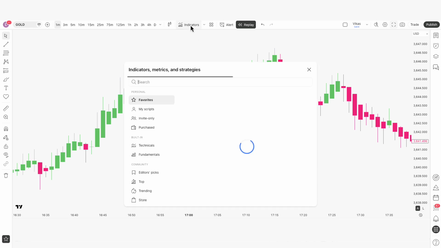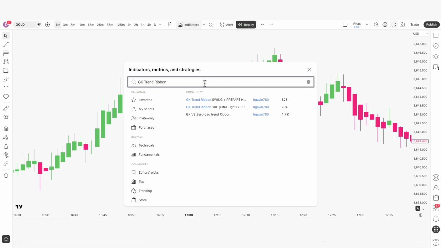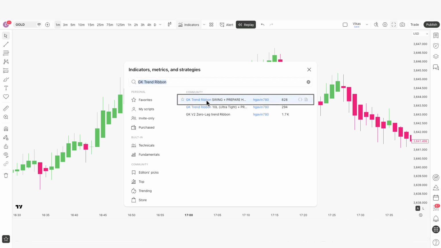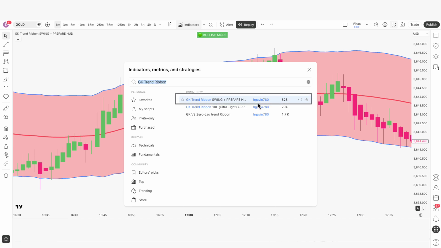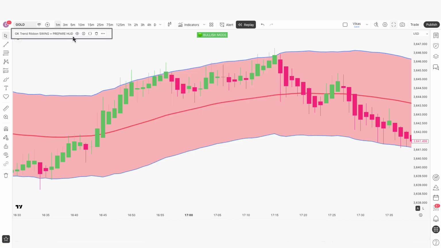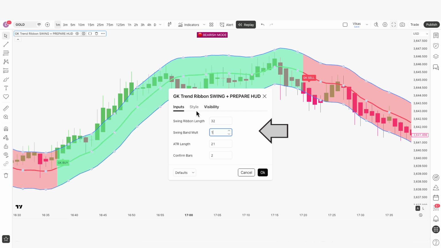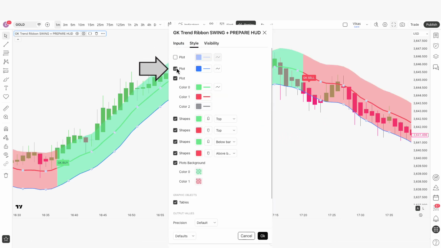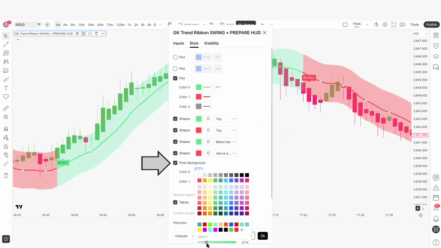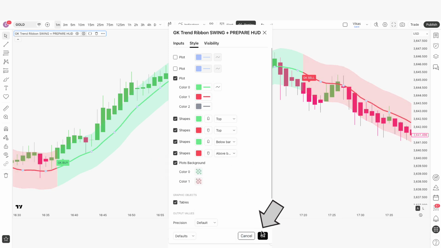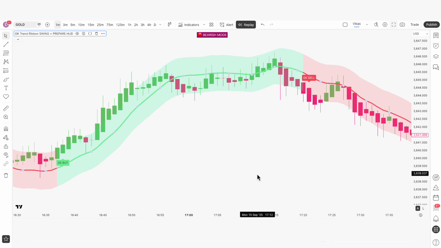Head over to the Indicators tab and search for the GK Trend Ribbon. Select the indicator made by H. Gavin 780 and add it to the chart. Now change the indicator settings for perfect signals. First, change the Swing Ribbon Length option from 200 to 32, and then change Swing Band Mult from 2 to 1, and we have to keep these options hidden. And then change Plots Background Opacity from 45 to 20. Here everything is fine after that. Click OK. Now we'll add one more indicator to make this strategy more powerful.